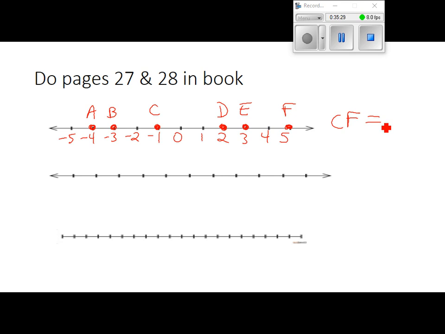In this first example, what do they want us to find? Length of segment CF. Easiest way to find the length of segment CF is to do what? So let's do that. 2, 3, 4, 5, 6. Write that answer down there on your notes. Just count. That's pretty easy.